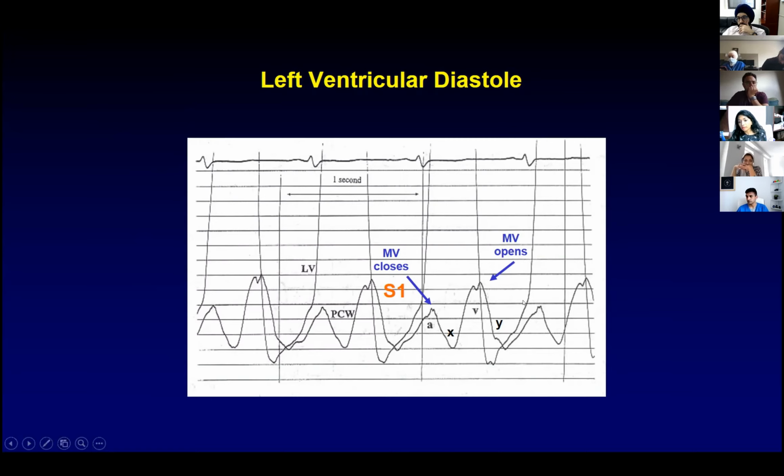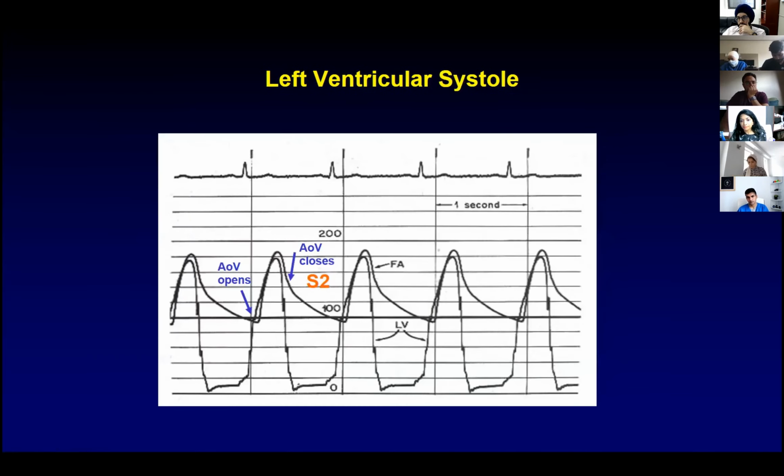And again, this relationship changes with inspiration and expiration as well. Normally with inspiration, you'll see a slight decrease in the difference between the two pressures, and with expiration, you'll see an increase in the difference between the two pressures. So there are certain conditions where it might be helpful to measure pressures in the left ventricle and aorta simultaneously.